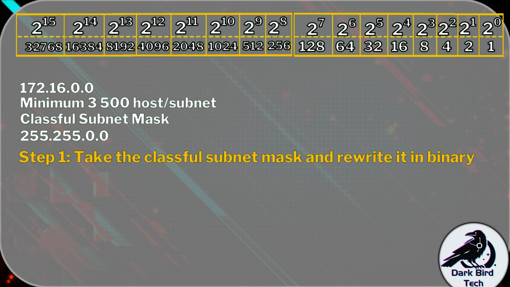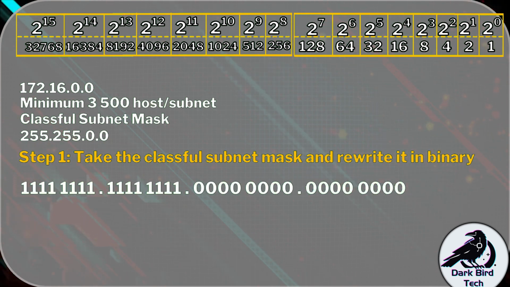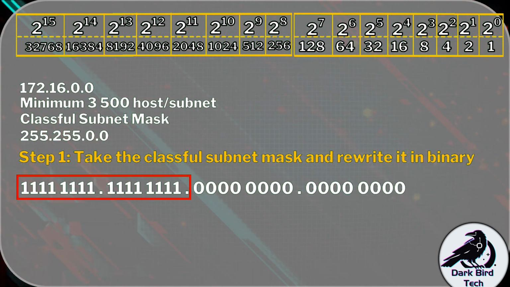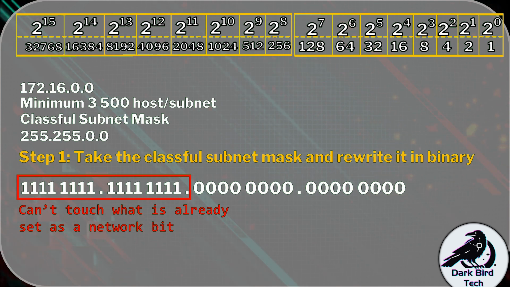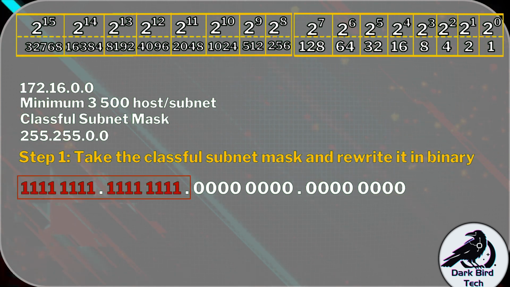Step 1, we're going to take the class or subnet mask and we're going to rewrite it in binary, which looks like this now, where the first 2 octets are all binary 1s, because remember that shortcut we got from the numbering systems video. 255 is 8 binary 1s. And we also know that 8 zeros is 0. So first and second octet will be 8 1s, third and fourth octet will be all zeros. Now remember, those ones that are already set or already part of the network bit, we can't touch those if it's already been set. So let's just mark it red so we know we can't mess with it.